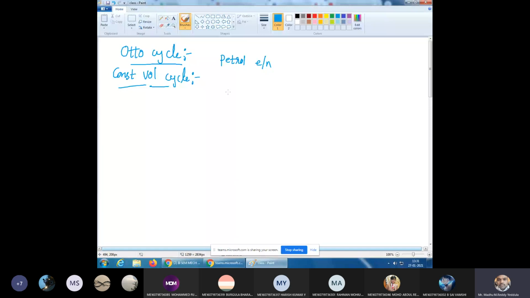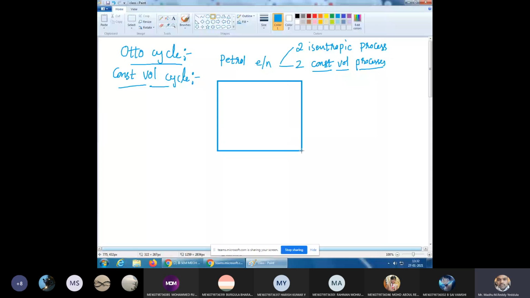So here it consists of 4 processes: 2 isentropic processes, and the isothermal processes of the Carnot cycle are replaced by constant volume processes. So in the Carnot cycle we have 2 isentropic and 2 isothermal, but here in the petrol engine, for the Otto cycle, the isothermal processes are replaced by constant volume processes. So let me draw the PV and TS diagrams so that it will be clear.